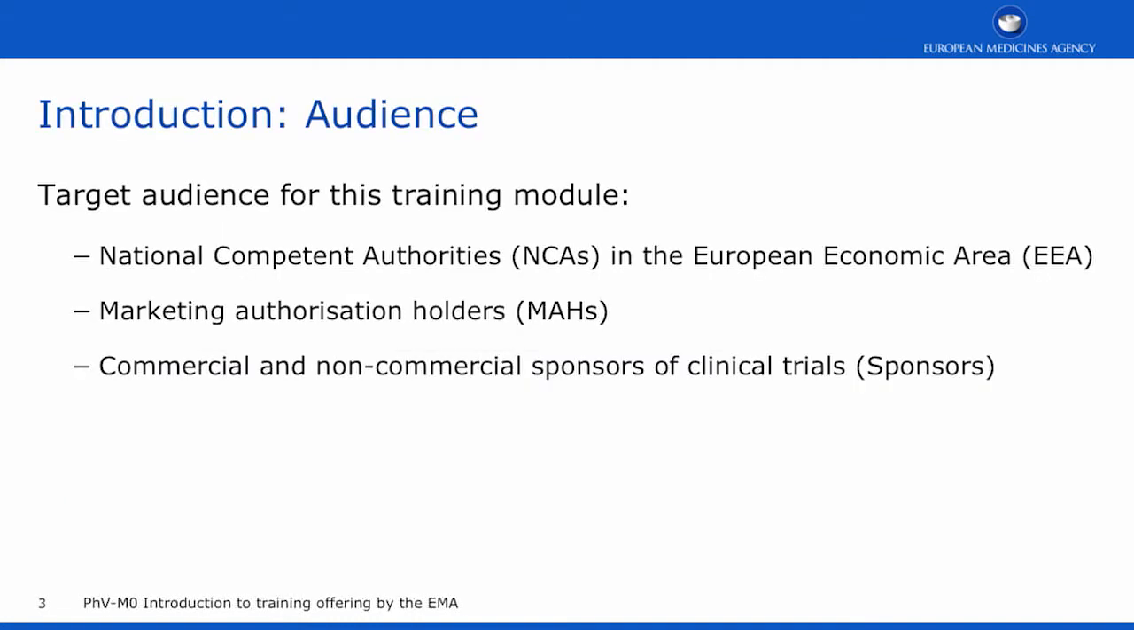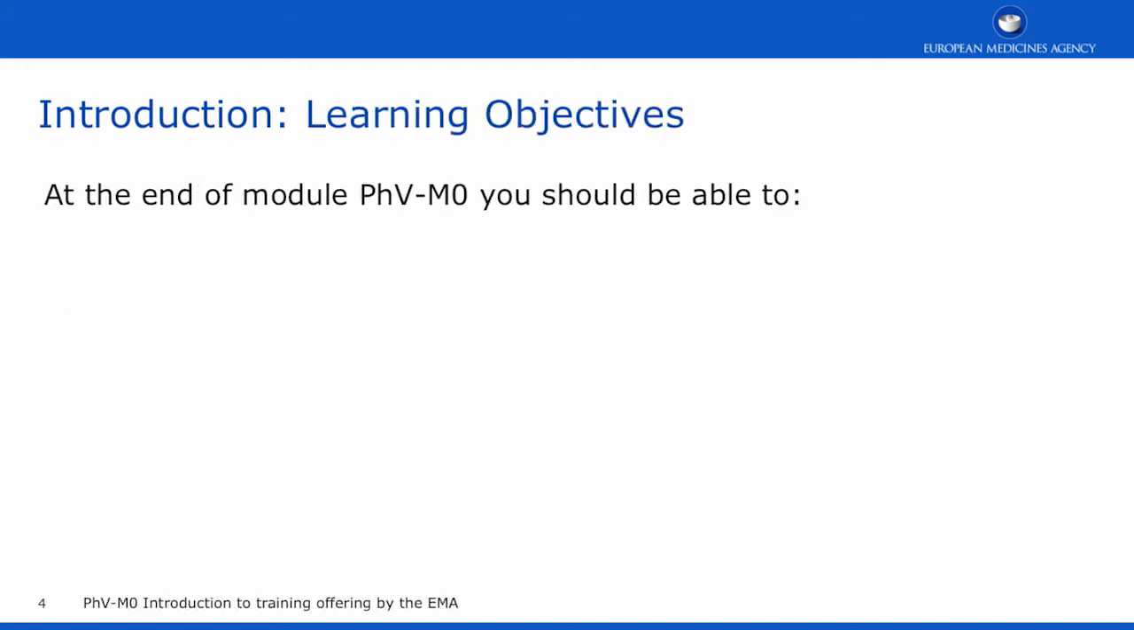So the target audience for this module is the same as outlined in the new EudraVigilance training plan. It consists of national competent authorities in the European Economic Area, market authorization holders, and commercial and non-commercial sponsors of clinical trials. We will now briefly go through the learning objectives of this module.